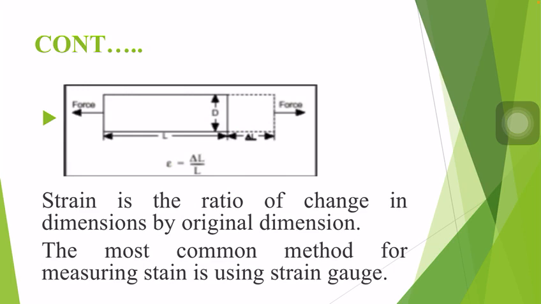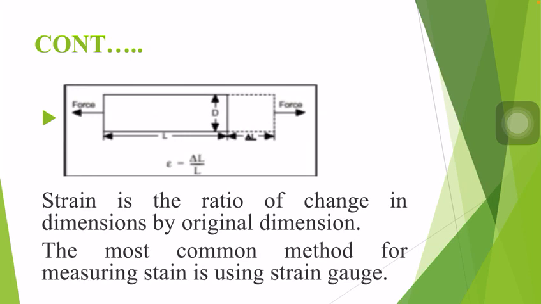Consider this bar. The bar length is L and diameter is D0. Now applying force in these two directions, which means that the bar is elongated, because of which the length of the bar will increase by a very small value delta L and the diameter will decrease by a very small value delta D. The strain is the ratio of the change in length to the original length.